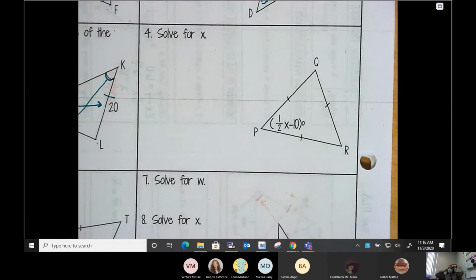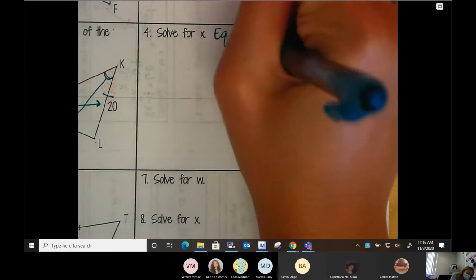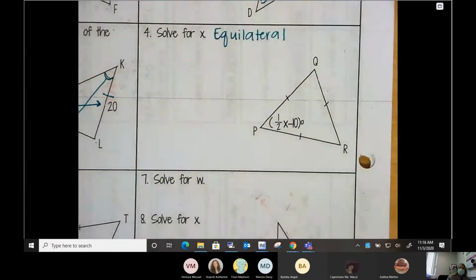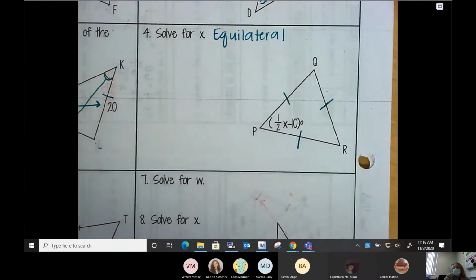All right, number 4. Is this isosceles or equilateral? Ooh, why? Yep, it's got a tick mark on all 3 sides. So this one is different. This one is equilateral. Okay. So in an equilateral triangle, all 3 sides are the same. What else is the same? All of the angles are exactly the same.